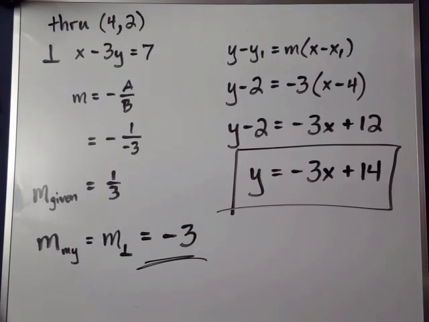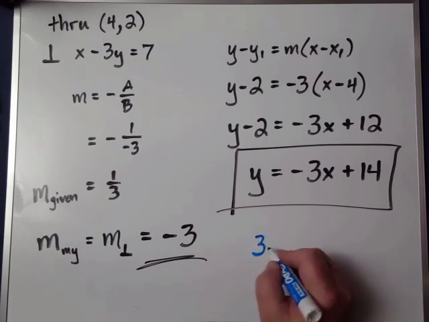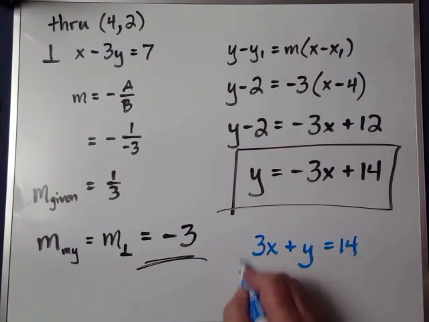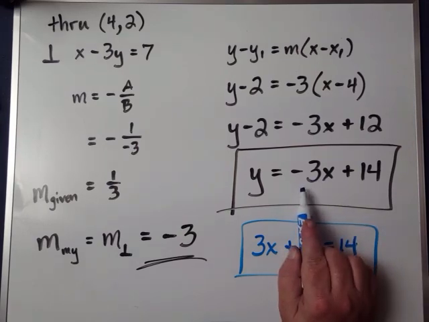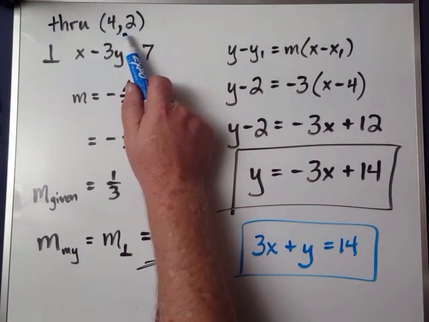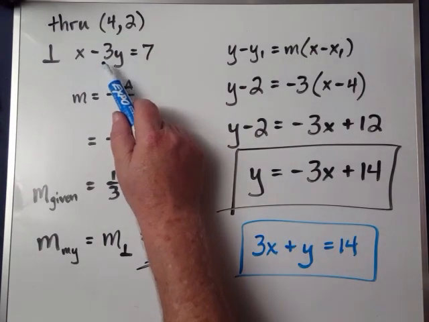If I had been asked to write my answer in standard form, this one's very quick and easy. Add 3x to both sides. This is if I had been asked for standard form. I wasn't. I'm just throwing that in there. But here's our final answer to number 32. This is the equation of the line that passes through the point (4, 2) and is perpendicular to this given line.